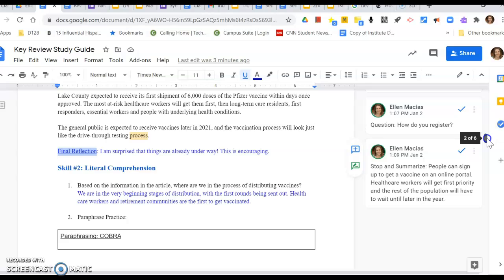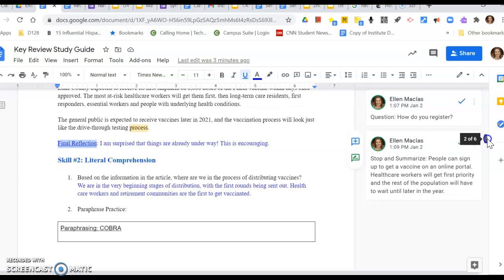This one was pretty minimal here, but it was just asking you a very literal question about the article based on the information in the article. Where are we in the process of distributing the vaccines? So I just wrote, we are in the very beginning stages of distribution with the first rounds being sent out. Healthcare workers in retirement communities are the first to get vaccinated. So just a literal answer to where we are in the process: at the very beginning, who's gotten it so far, that kind of thing.